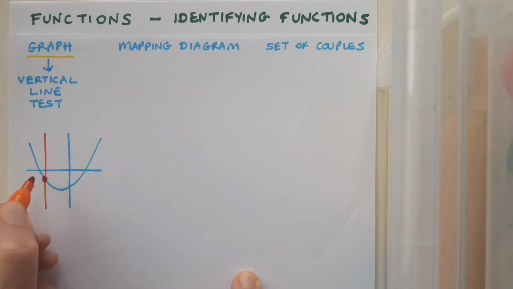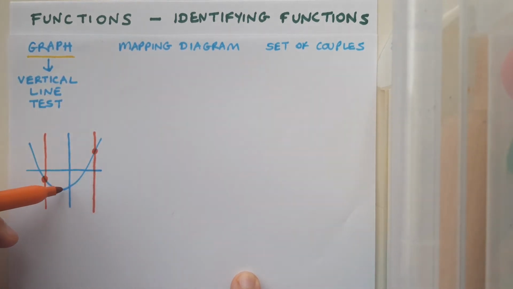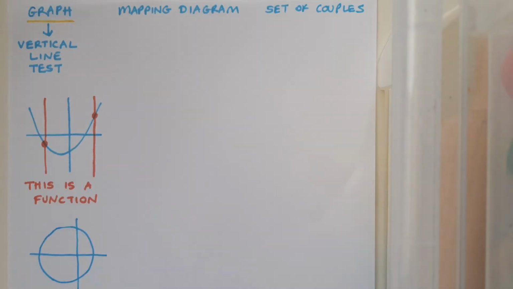It only meets the curve of the graph in one place. Here's a second vertical line. It also only meets this curve or this graph in one place. No matter where I draw a vertical line in this diagram, it will only intersect with this curve one time. There is nowhere that I can draw a vertical line that will go through this curve twice. So this graph passes the vertical line test, and this diagram represents a function.